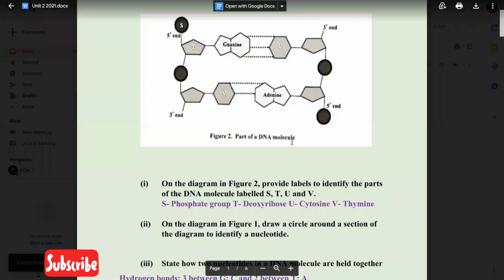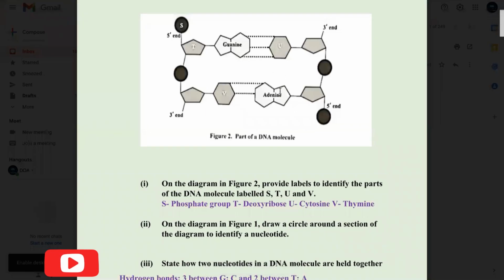Below cytosine, we have another purine here. It's called adenine. Adenine is also linked to another base here via 2 hydrogen bonds. And according to Chargaff's rule, he said that adenine always pairs with thymine. So there you have it, the labeled structure of the DNA molecule.